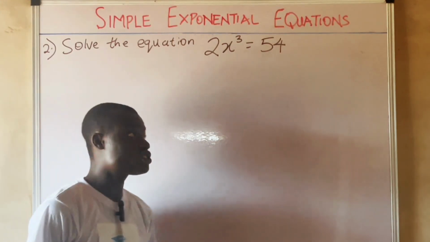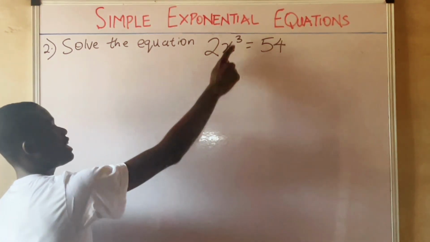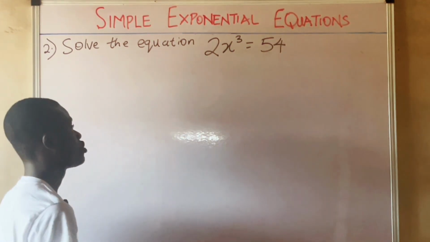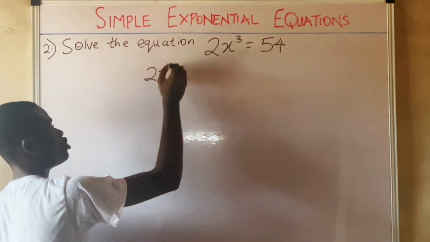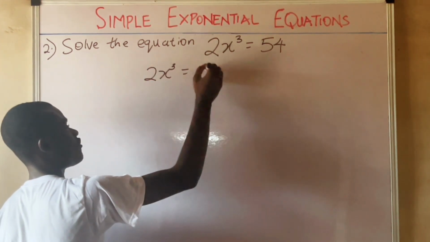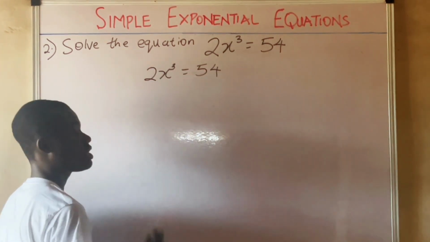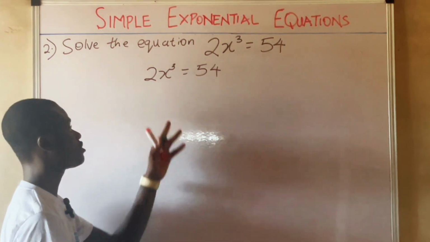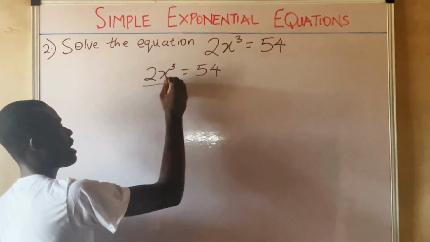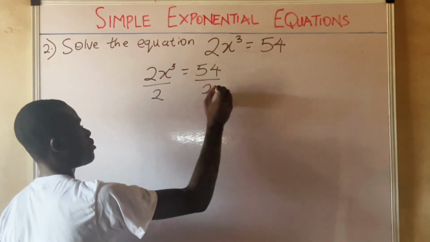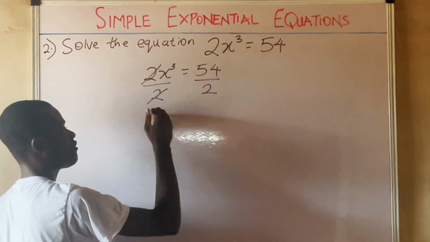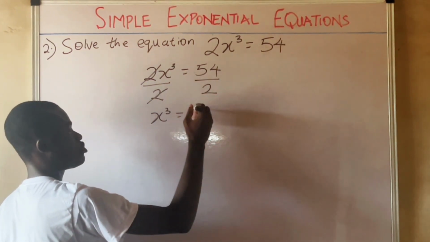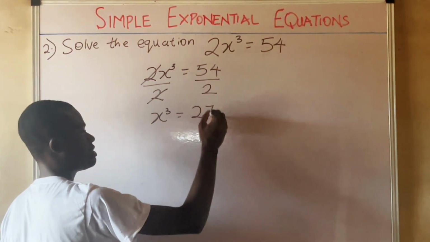In our second question, we have it that 2x cubed is equal to 54, and we are meant to look for the value of x. So our equation is 2x cubed is equal to 54. The first thing we have to do is to divide both sides by the coefficient of x cubed, and the coefficient of x cubed is 2. So we divide both sides by 2. We cancel 2, so we have that x cubed is equal to 54 divided by 2, which is 27.